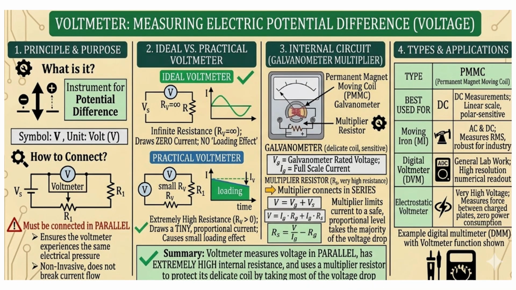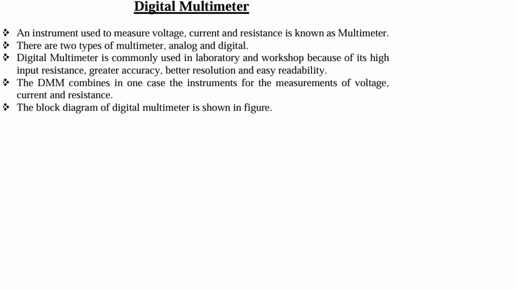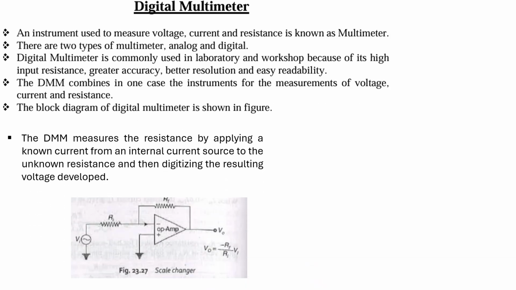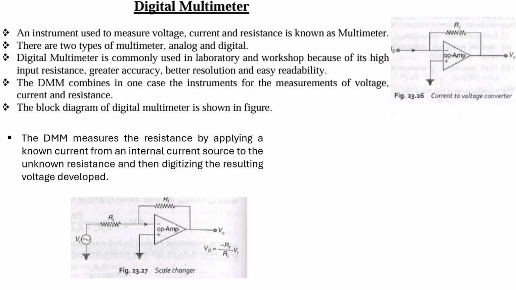Similarly, we can design the potential meter, that is, the voltmeter. The only thing is that you are going to connect it in parallel instead of series. The remaining things are the same. Now, the digital multimeter is the combination of both. A digital multimeter is used to measure resistance by applying a known current from an internal source.